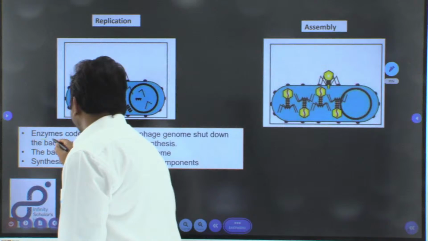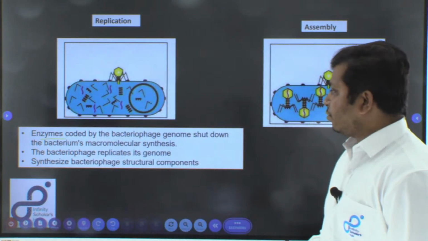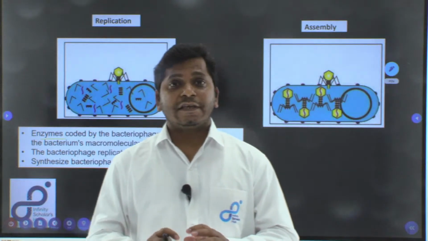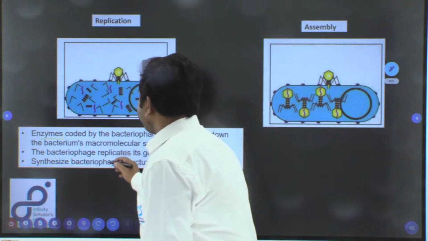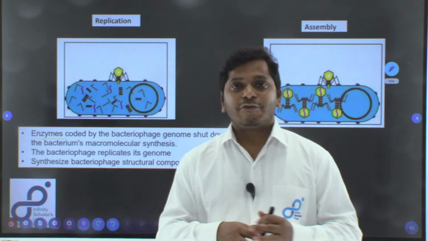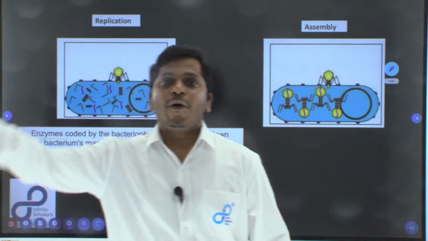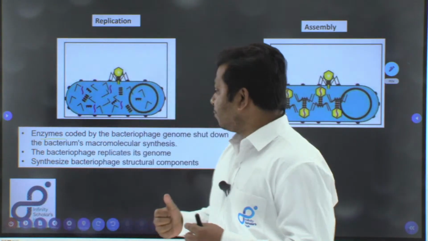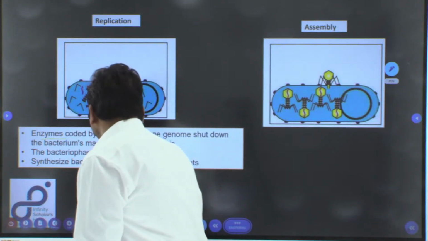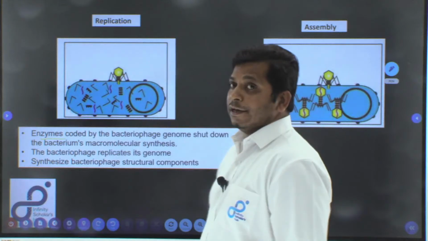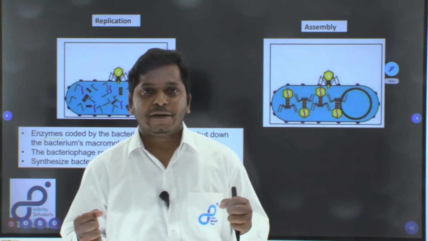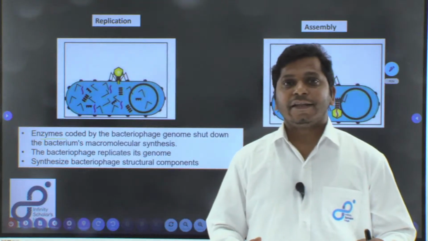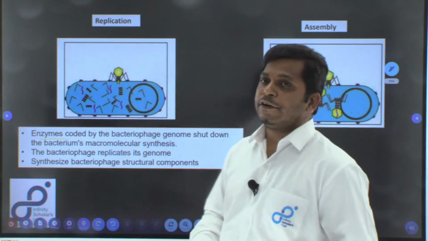So that is what is exactly mentioned over here. The enzymes coded by the bacteriophage genome shut down the bacterium's macromolecule synthesis, meaning the DNA synthesis and protein synthesis will be stopped. The bacteriophage now synthesizes its own genome, because whatever was being utilized for the bacteria will all be routed for the utilization of the bacteriophage. Now they will start using it for themselves. Then it synthesizes bacteriophage structural components. As soon as it takes control of the host cell machinery, it will start making its own proteins, its own DNA and everything. And this is how the overall replication process works.